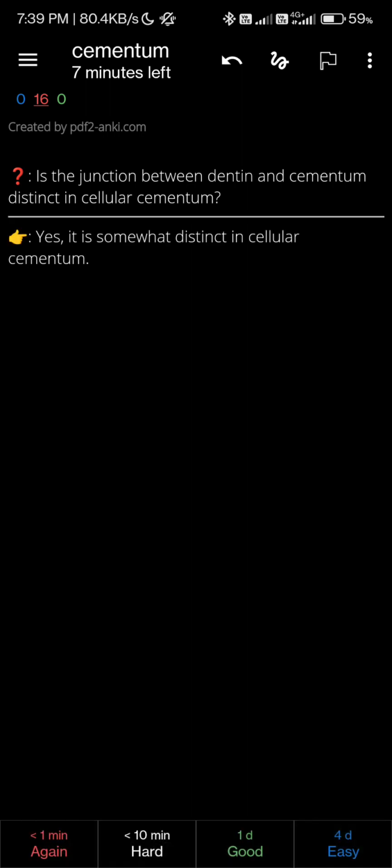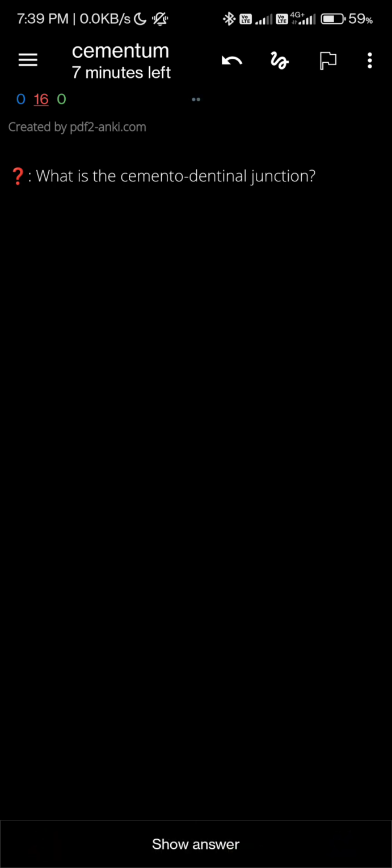Is the junction between dentin and cementum distinct? Yes, it is somewhat distinct in cellular cementum.